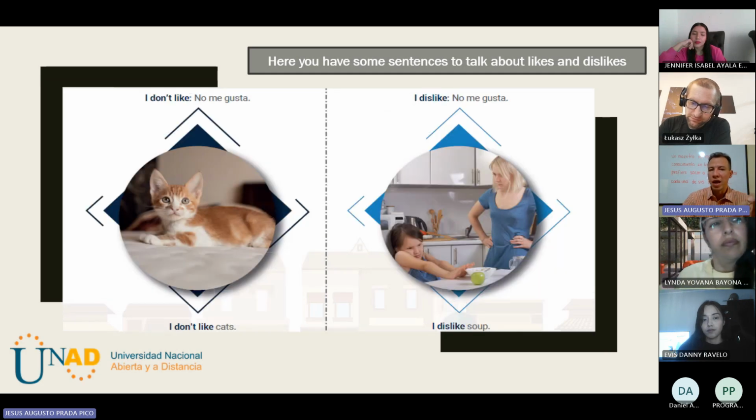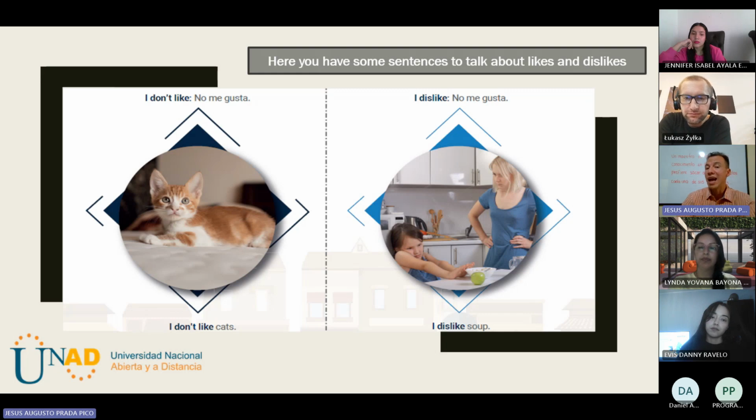Or here we have some negative examples. I don't like. I don't like cats. Yeah, this is a negative expression in first person. And here, I dislike, because dislike is the opposite of like, right? So this is another way to express a negative situation, but in an affirmative way. So I dislike soup. Okay.